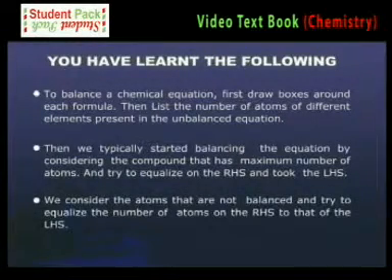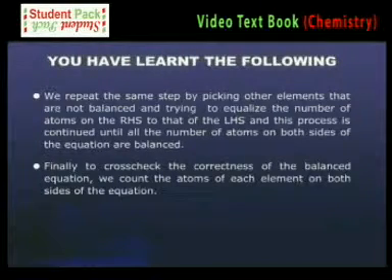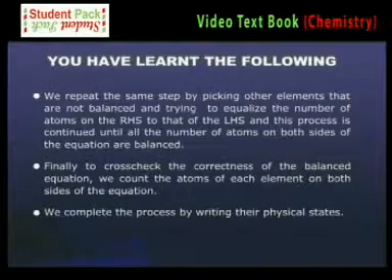After this, we consider those atoms which are still not balanced and try to equalize the number of atoms on the right hand side to that on the left hand side. We repeat the same step by picking other elements which are not balanced and trying to equalize the number of atoms on the right hand side to the left hand side. And this process is continued until all the number of atoms are balanced on both sides of the equation. And finally, to cross-check the correctness of the balanced equation, we count atoms of each element on both sides of the equation. And we complete the process by writing symbols of their respective physical states.